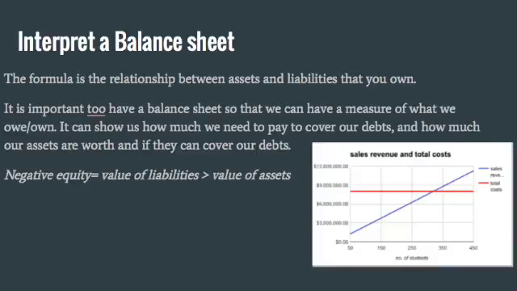Interpret a balance sheet. The formula is a relationship between assets and liabilities that you own. It is important to have a balance sheet so that we can have a measure of what we own or owe. It could show us how much we need to pay to cover our debts and how much our assets are worth if they can cover our debts. Negative equity equals value of liabilities is greater than value of assets. And you don't want to be in negative equity, because that means you owe more than you own.